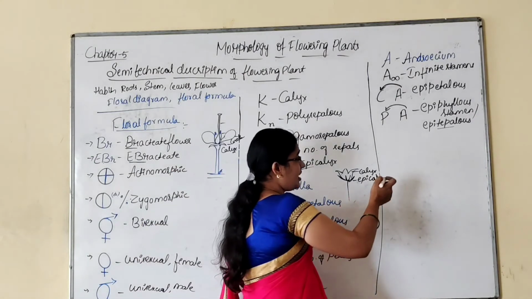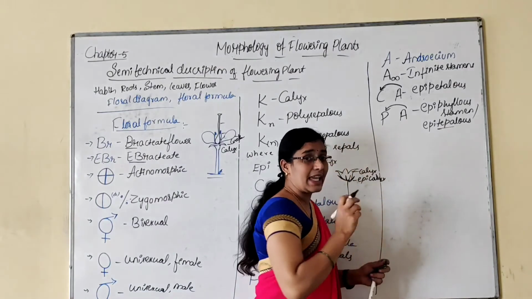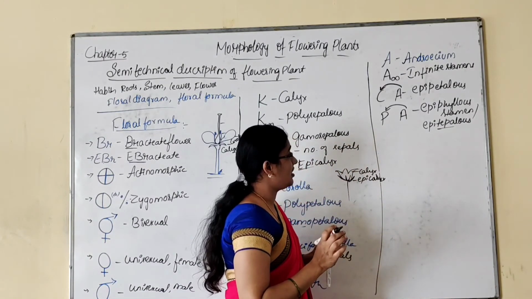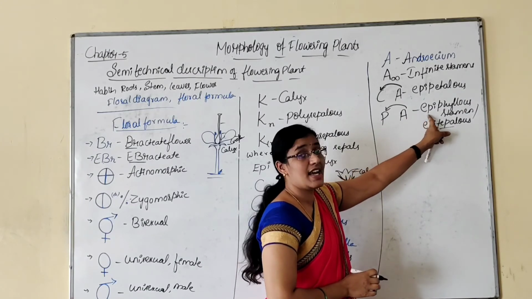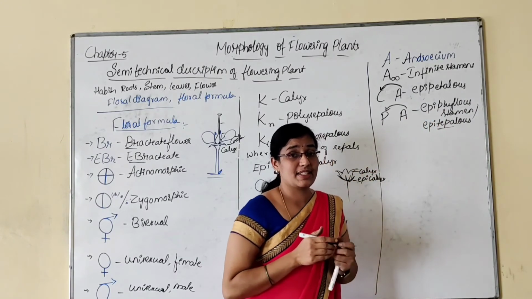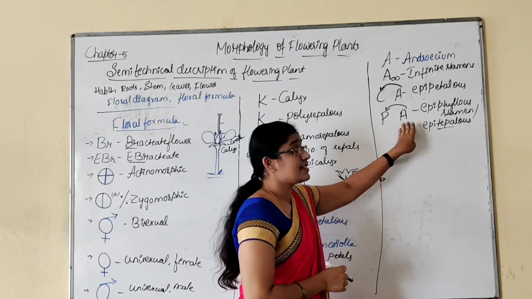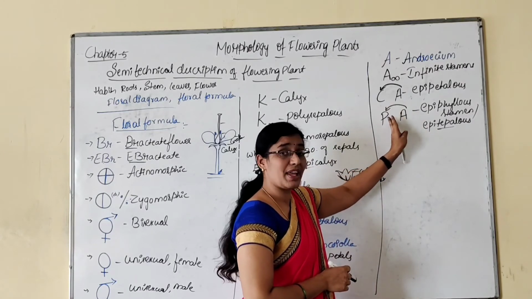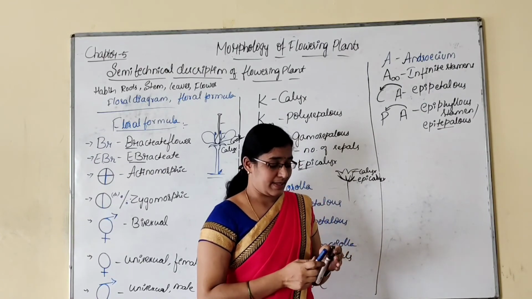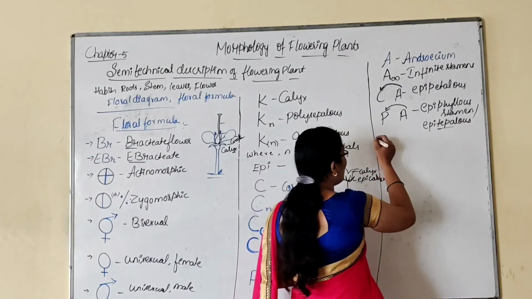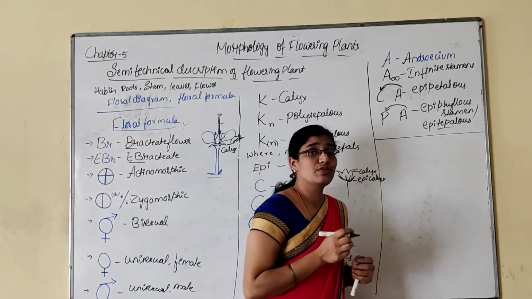So what do we use for that? We use the term epitepalous condition, or stamens, or it is also called epiphyllous stamens. Epiphyllous in the sense the stamens are found attached to the perianth, so the condition is called epiphyllous stamens. So let us move on to the innermost whorl of the flower.